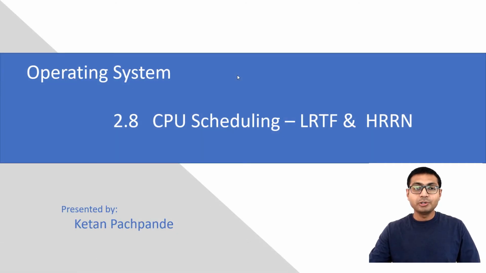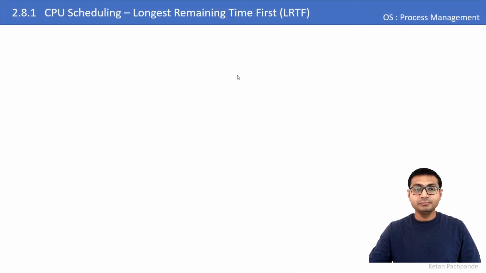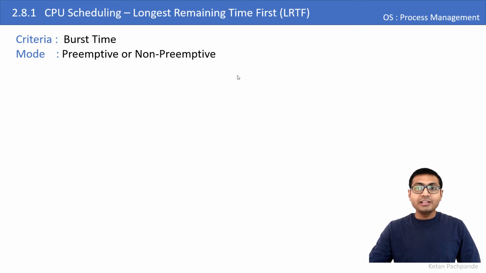In this video I am going to cover the next CPU scheduling algorithms, which are longest remaining time first and highest response ratio next. The longest remaining time first works on the burst time. So the criteria here is the burst time of the process. Whichever process has the bigger burst time will be given the chance in CPU for execution.